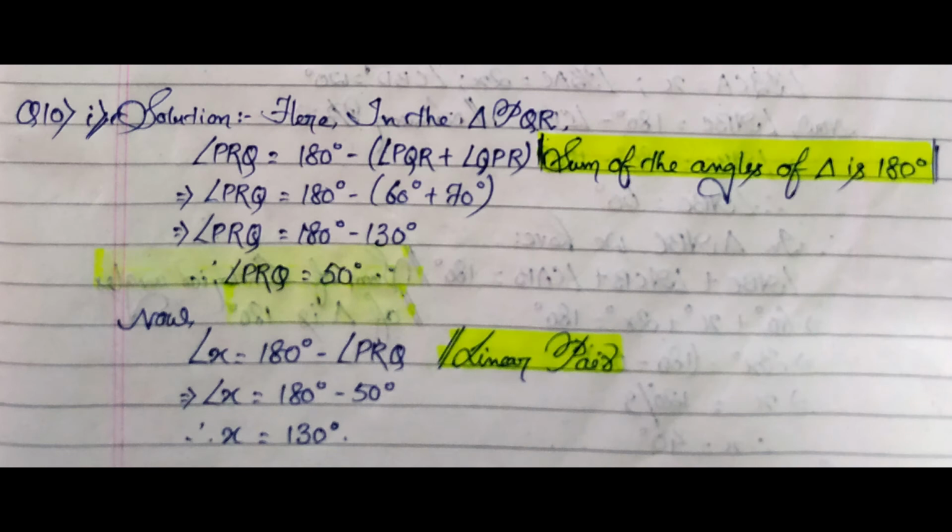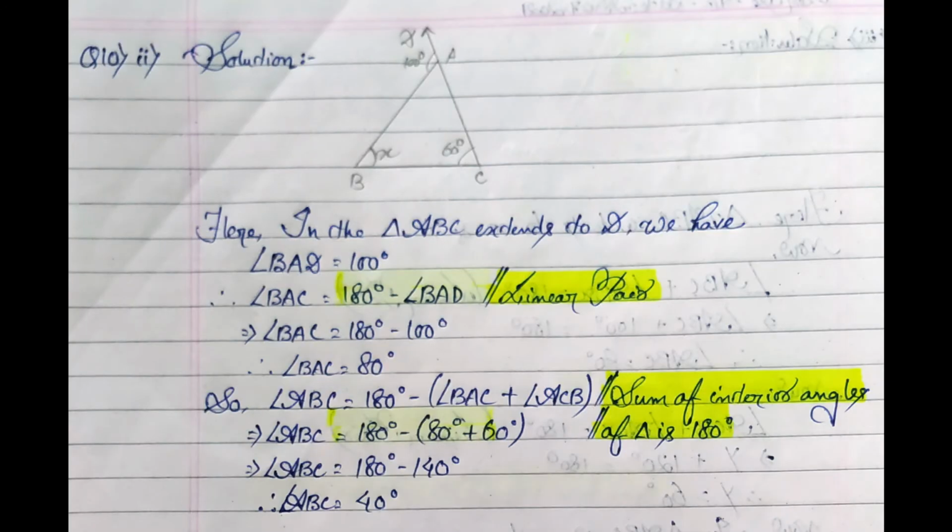Now move on to question number 10.1. Here you have to find out the value of x. Again, using the same theorem, that is sum of the angles of a triangle is 180 degree, we can find out that angle PRQ is equal to 50 degree. Now from the theorem of linear pair, we found out that the value of x is 130 degree.